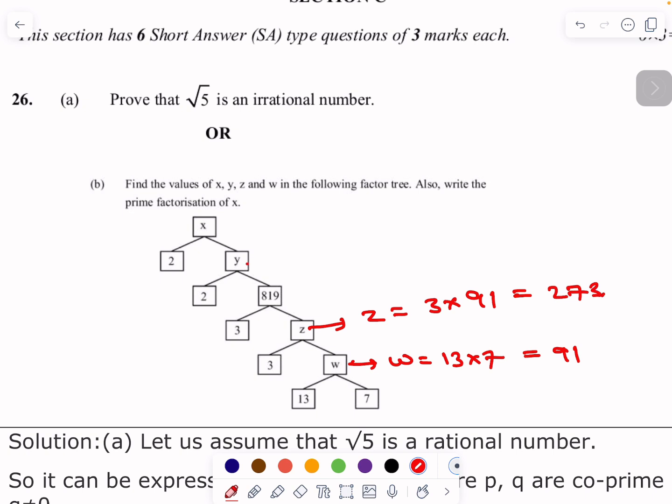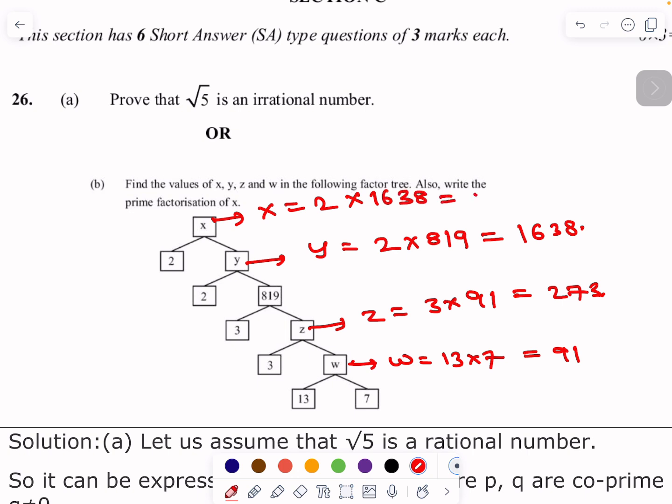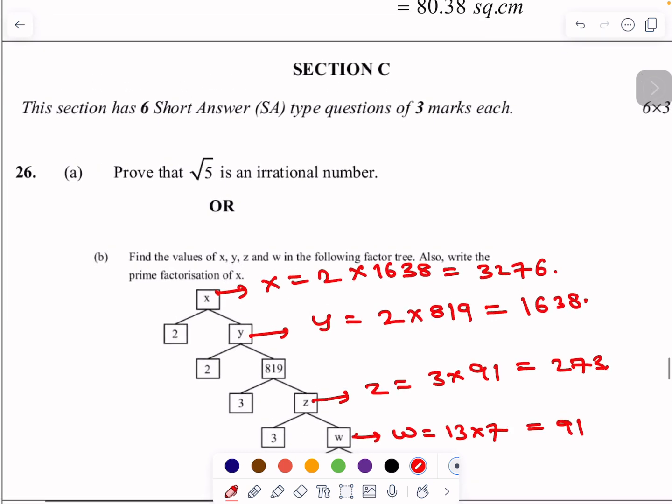And y we can write as 2 into 819, which is 1638. So x we can write as 2 into y, so 2 into 1638, which is equal to 3276, and this is your answer, right? And now let's move on to the next question.